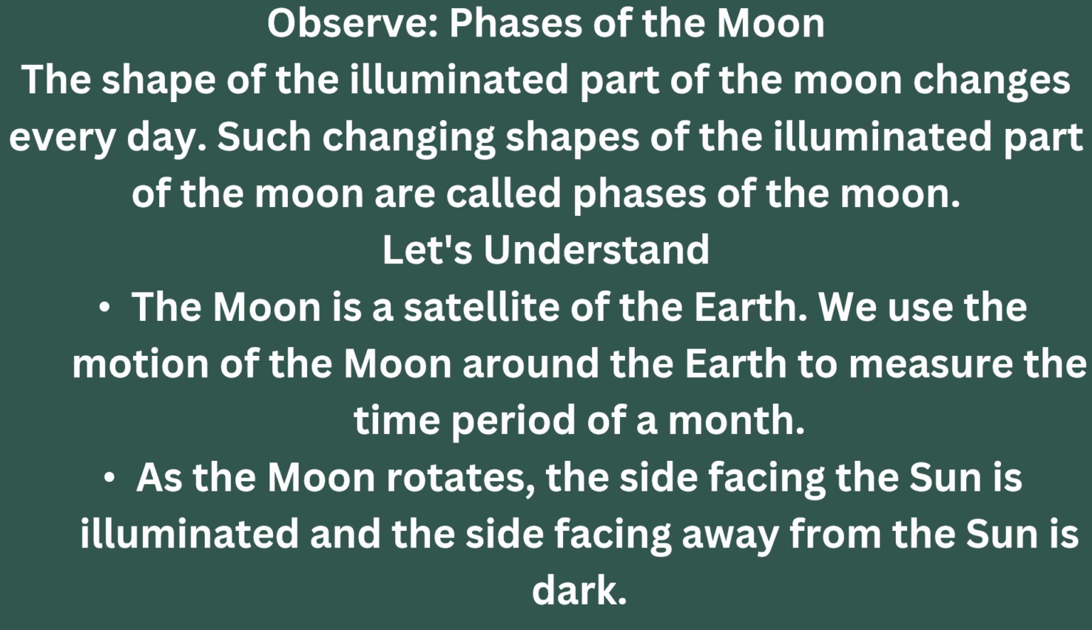The moon rotates, and the side facing the sun is illuminated. Means if you think, the sun doesn't go anywhere during the night, it is there only, but our earth is changing its position. So the side of the moon which is facing towards the sun is getting covered up. Let's see this using a picture in the next slide.